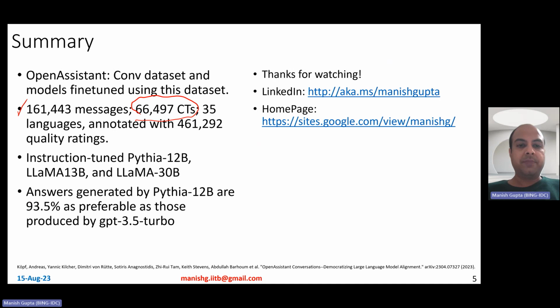In the instruction tuned Pythia 12 billion, Llama 13 billion, and Llama 30 billion models, they found using a user study that answers generated by Pythia 12 billion are 93.5% as preferable as those produced by the GPT 3.5 turbo model.